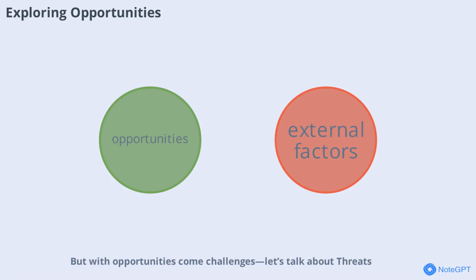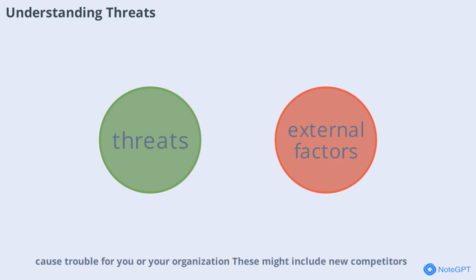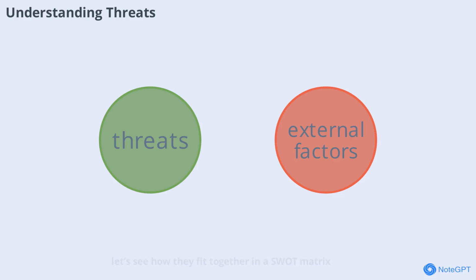But with opportunities come challenges. Let's talk about threats. Threats are external elements that could cause trouble for you or your organization. These might include new competitors, changing regulations, economic downturns, or negative press. Identifying threats allows you to prepare and develop contingency plans. By being aware of potential risks, you can take steps to protect your interests and reduce the impact of unforeseen challenges.